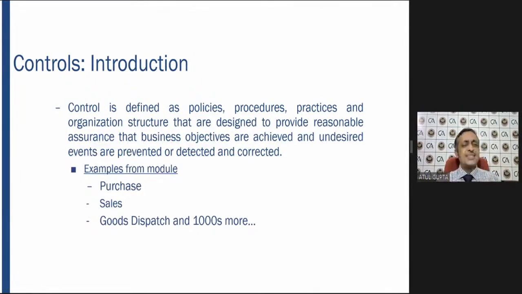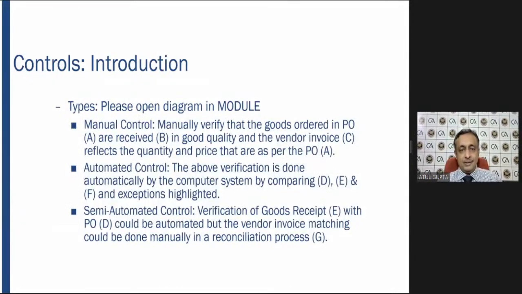Okay. So that is preventive, detective, and corrective. And there could be thousands and thousands of examples, so I'm not reading those examples. This again is from the module itself. Manual controls. So manually verify the goods ordered in PO. Those who are looking at the diagram, the references are from this diagram in the module. So A, B are those. So you can directly refer to that.